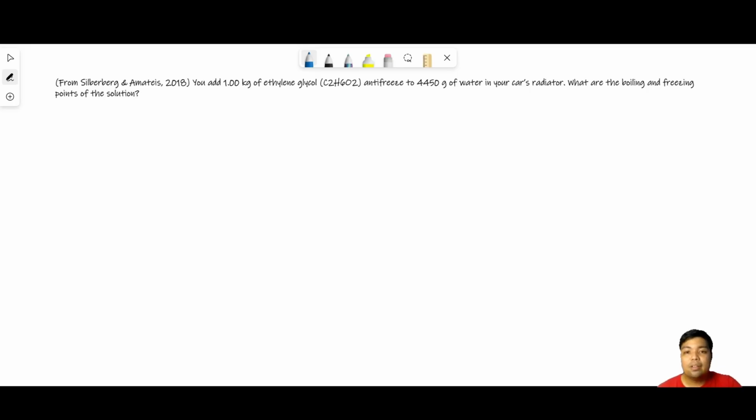So let's have an example here. You add 1 kilogram of ethylene glycol antifreeze to 4,450 grams of water in your car's radiator. What are the boiling and freezing points of the solution?